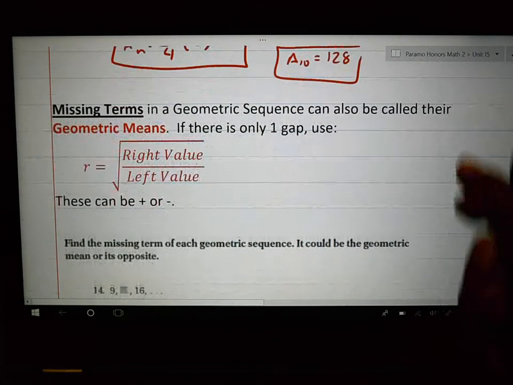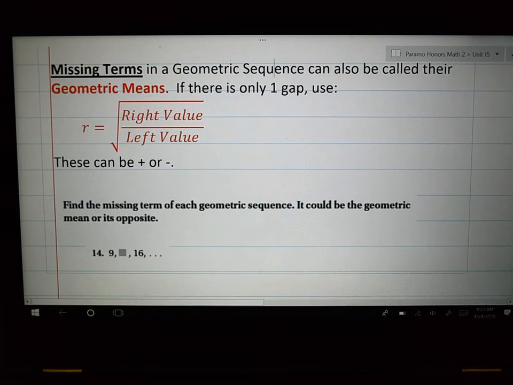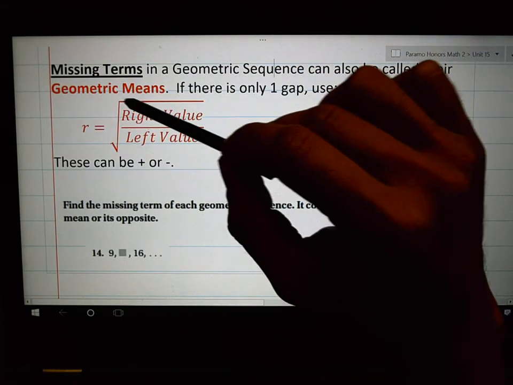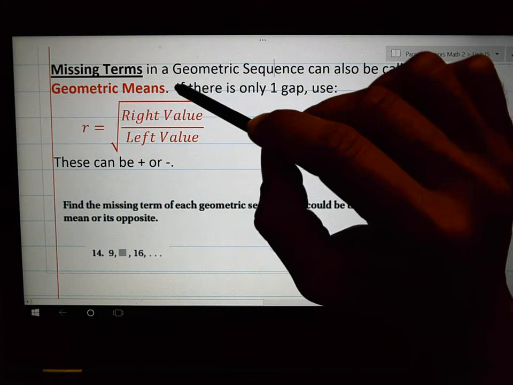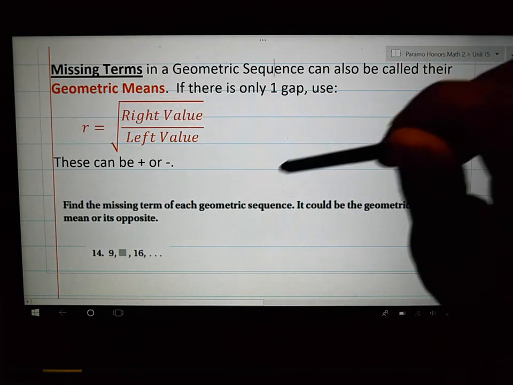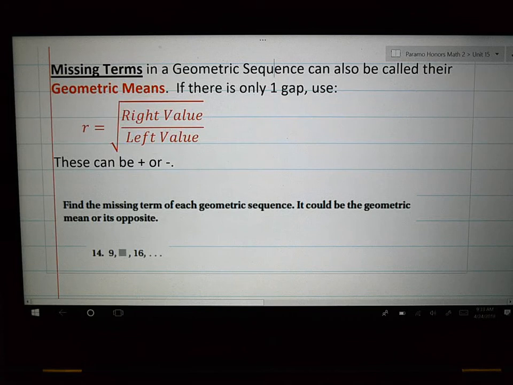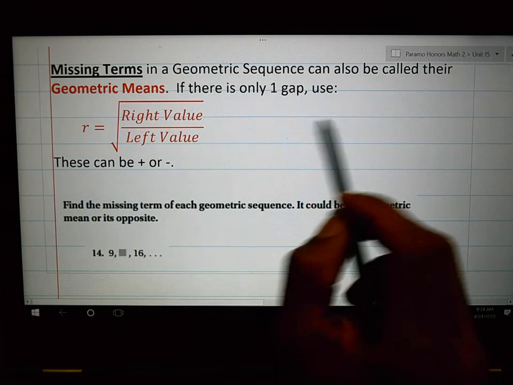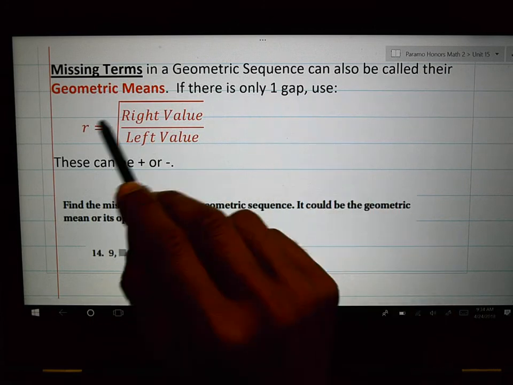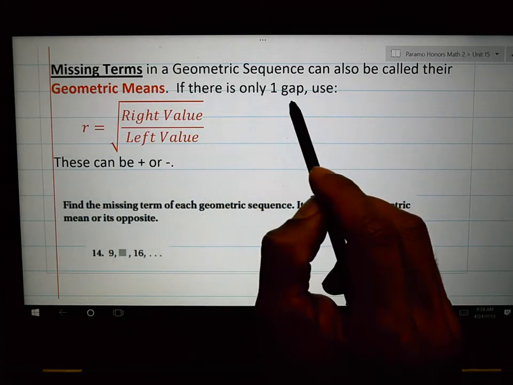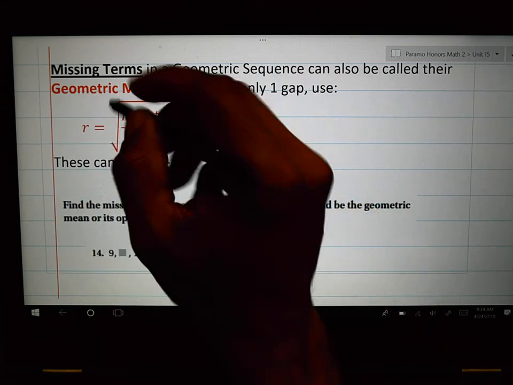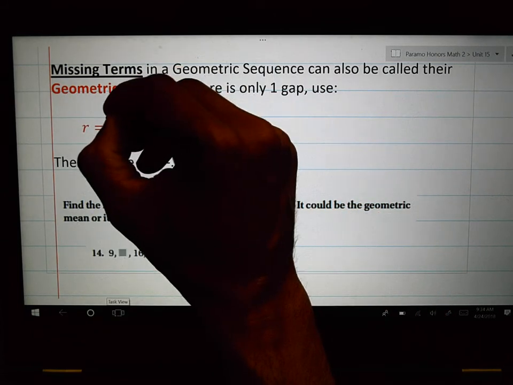Next, missing terms. When I taught Algebra 2, we did more than one geometric mean, meaning we put 2 gaps or 3 gaps in between 2 numbers, and we said, what would the geometric means be? In this worksheet, or these sets of worksheets, they only use 1 gap, so I'm only giving you the equation for 1 gap. If there were 2 gaps, you would have to change what goes right here.